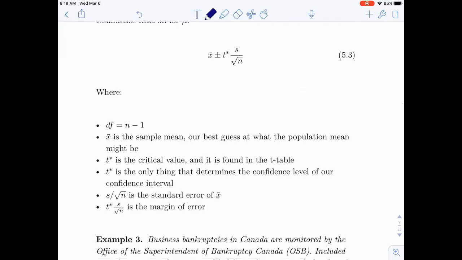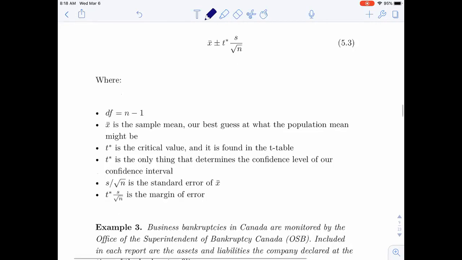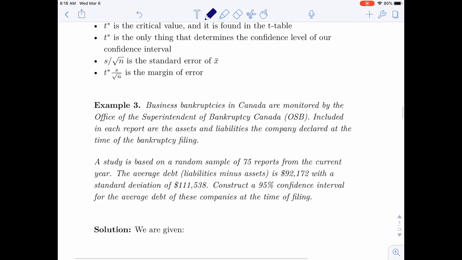So of course I've got a little list here. Your degrees of freedom in this situation is n-1. X bar is the sample mean still. T star is the critical value down in the T table. T star is the only thing that determines the confidence level. How confident are you? And S over root n is the standard error of X bar, and this whole plus minus chunk is still the margin of error. So the same terminology applies, just slightly different values.